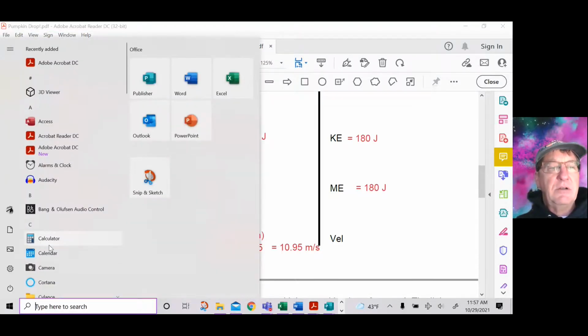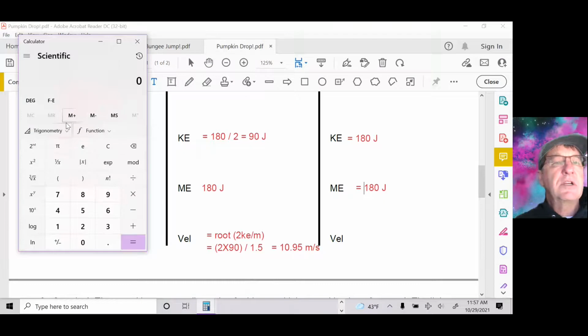So let's go back to the calculator. Let's make sure everything's clear. Okay, it looks clear. What do I have to do? I have to go 2 times ke, not 2 times 90, but 2 times 180. That's why it's going to hit faster, isn't it? And then I got to hit the equal sign before I divide by the mass, which was 1.5. I hit the equal sign again. I get 240. Now I take the square root of that. Whoops, that's x squared. Make sure it's the square root.